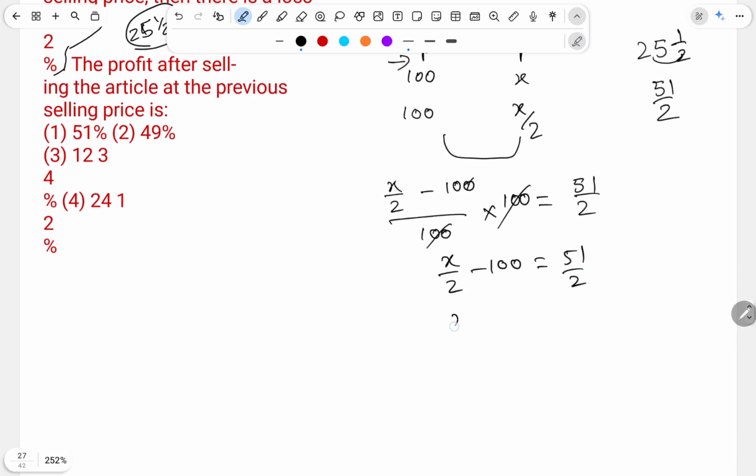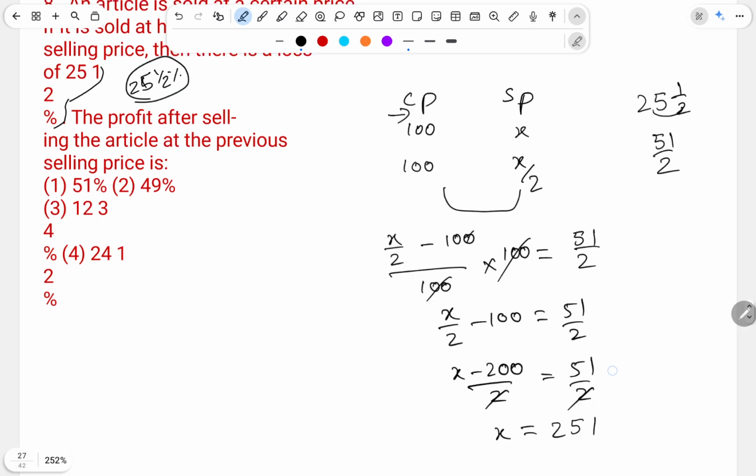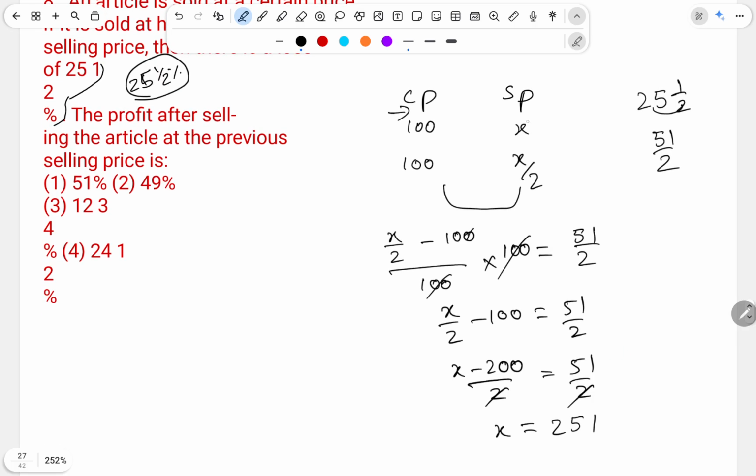Now taking LCM, it becomes X minus 200 by 2, which is equal to 50 1/2. 2 and 2 get cancelled. So X is equal to minus 200, if it transposes to the right hand side, 251. What is X value? 251.